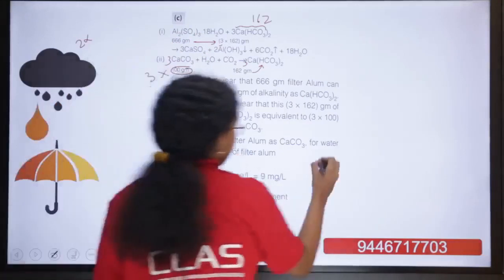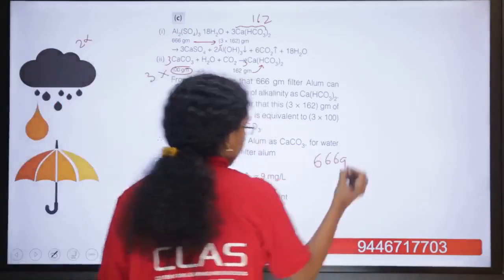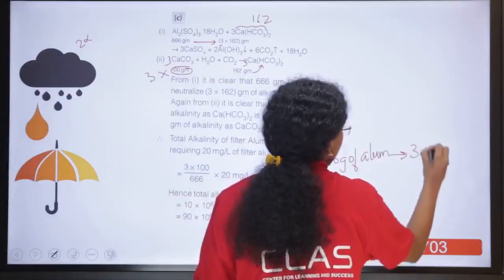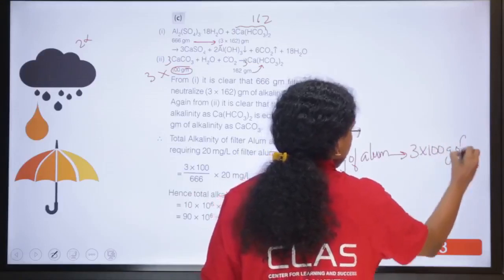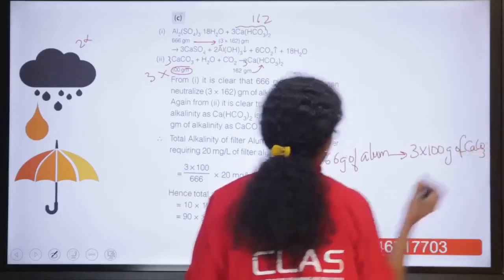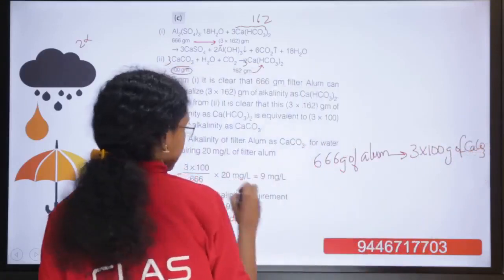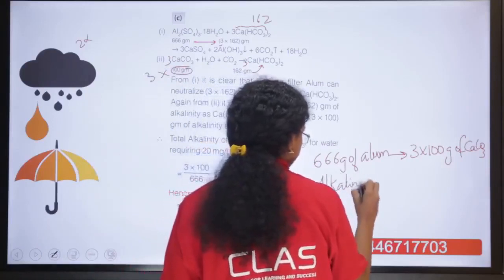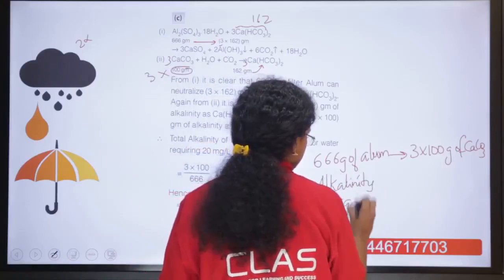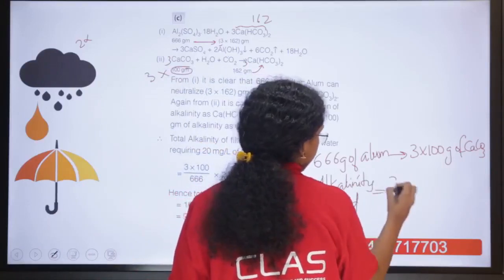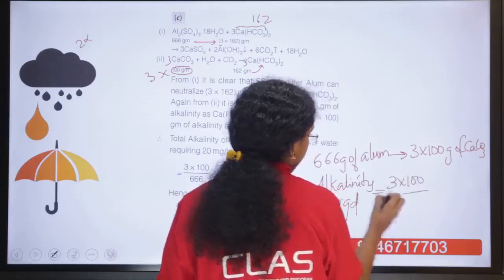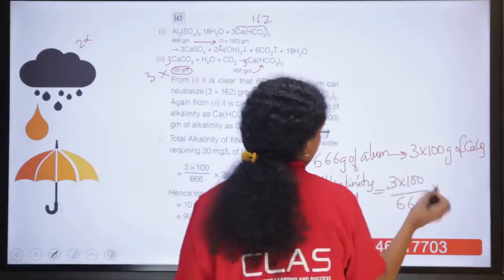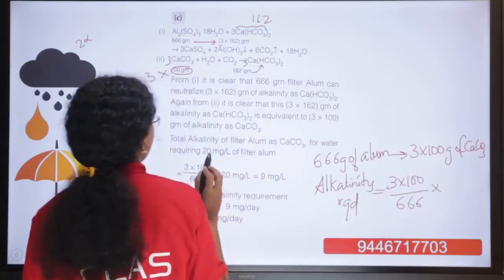So let me write it here. 666 gram of alum requires 3 into 100 grams of calcium carbonate. Now the total alkalinity required is equal to 3 into 100 divided by the 666 into the dosage of alum that we are providing.